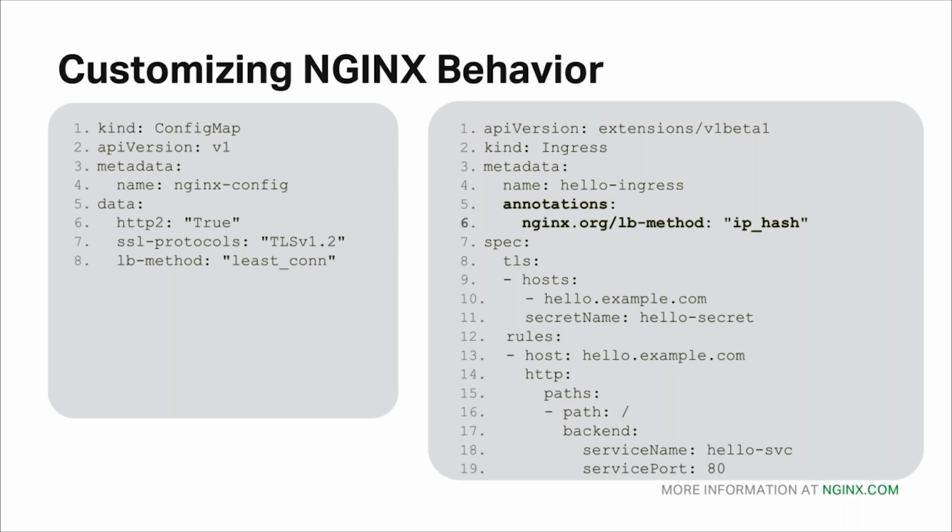And if you want to customize NGINX on a per Ingress basis, you can use annotations for that. Annotations are key value string pairs, which you can add to any Kubernetes resource, including the Ingress resource. NGINX Ingress controller understands certain annotations. For example, on the right, we use an annotation to change the load balancing method to IP hash. In this case, we override the load balancing method, which we set in the config map resource on the left.